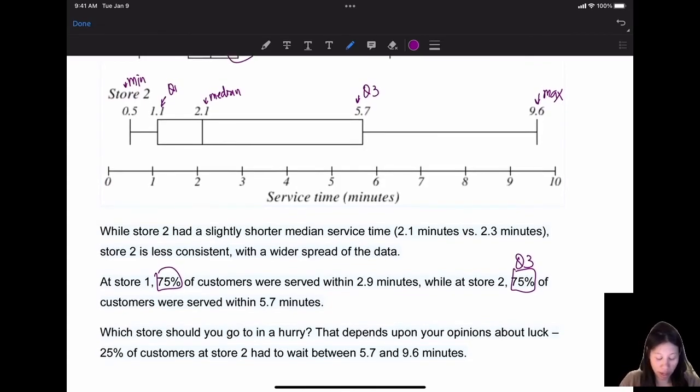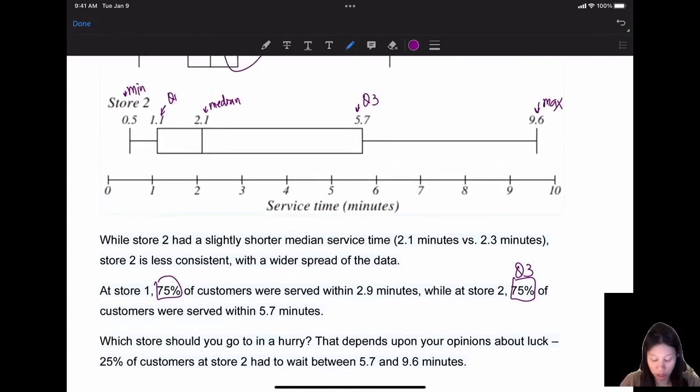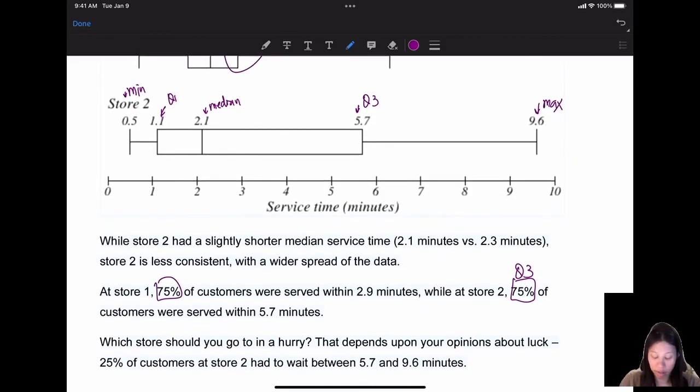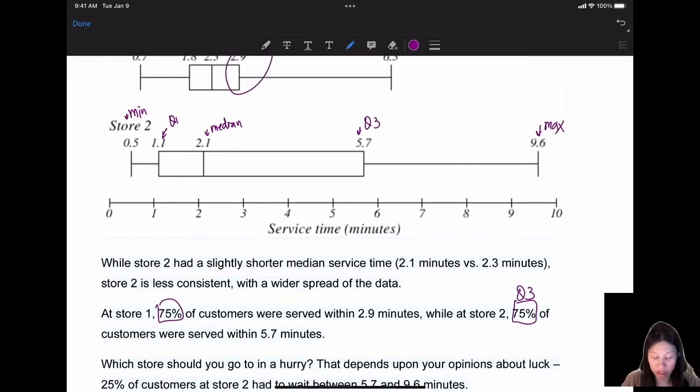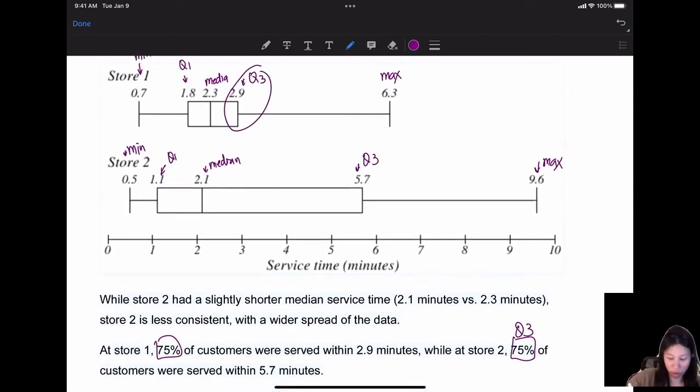25% of the customers at store 2 had to wait between 5.7 to 9.6 minutes, which is in here, because we know that from the third quartile, the data is 75% to 100%. So that means in between them is 25%.